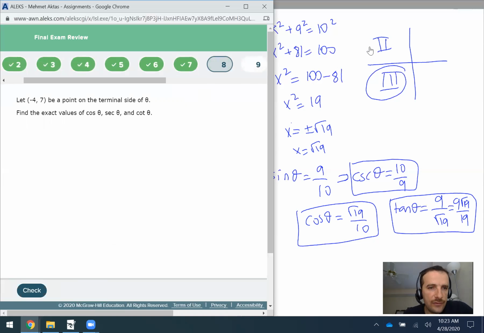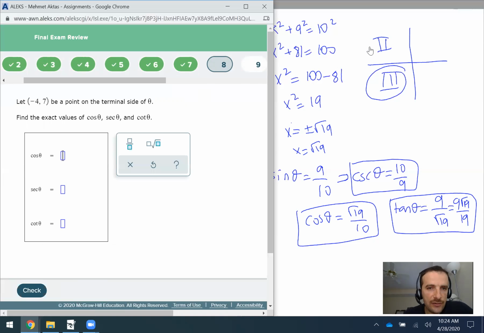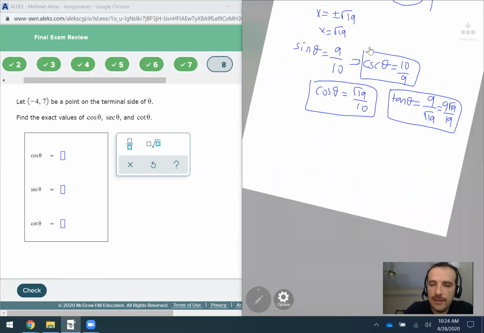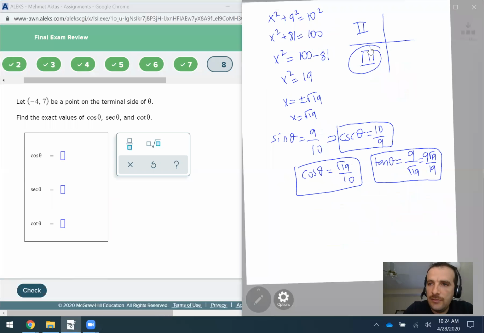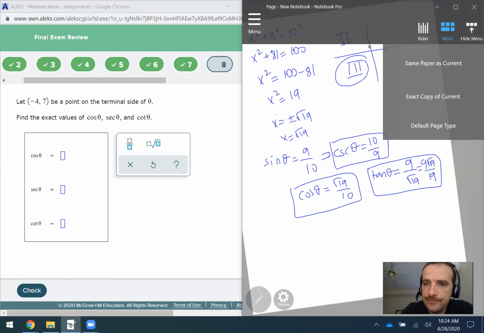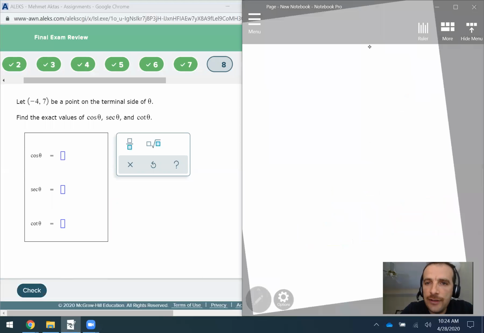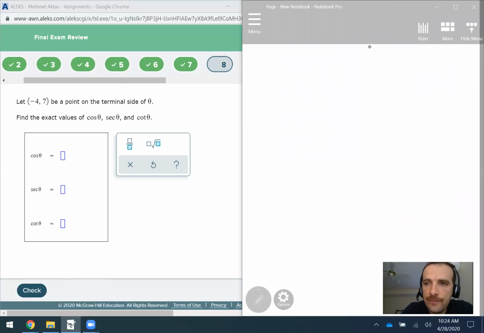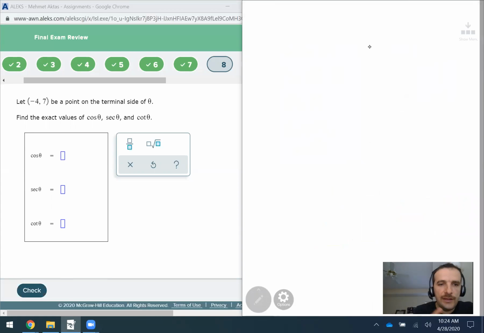Let negative 4, 7 be a point on the terminal side of theta; find the exact values. Okay, this is a nice problem. I like this type of problem. Let me make a new page. All right. Okay. What was the formula? Let me remind you of those formulas.